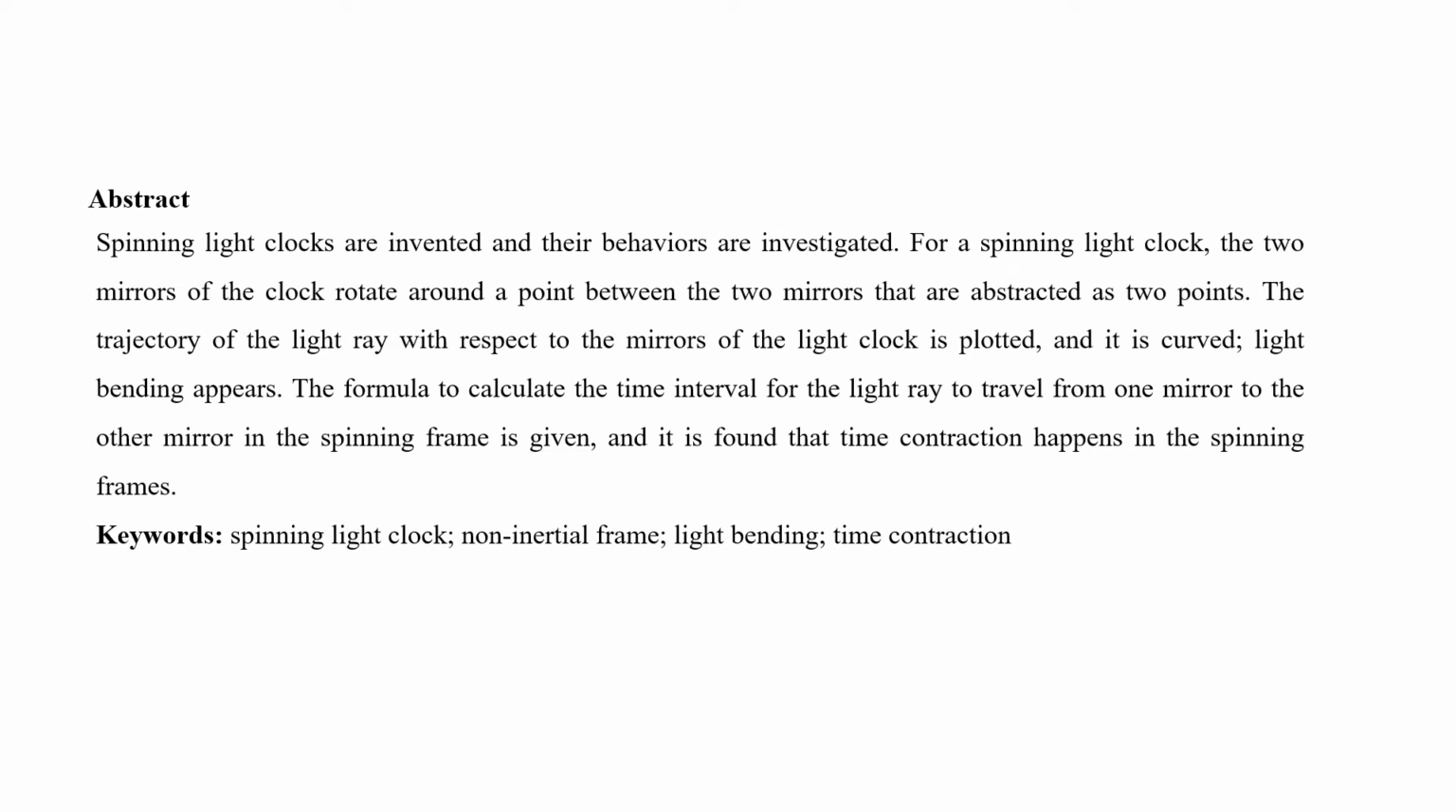Here is the abstract. Spinning light clocks are invented and their behaviors are investigated. For a spinning light clock, the two mirrors of the clock rotate around a common point, and the two mirrors are abstracted as two points. The trajectory of the light ray with respect to the mirrors of a light clock is plotted, and it is curved. This means light bending appears.